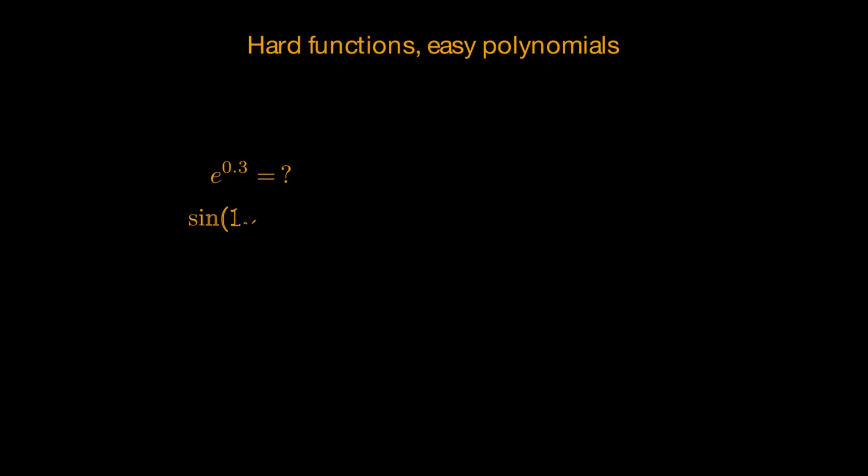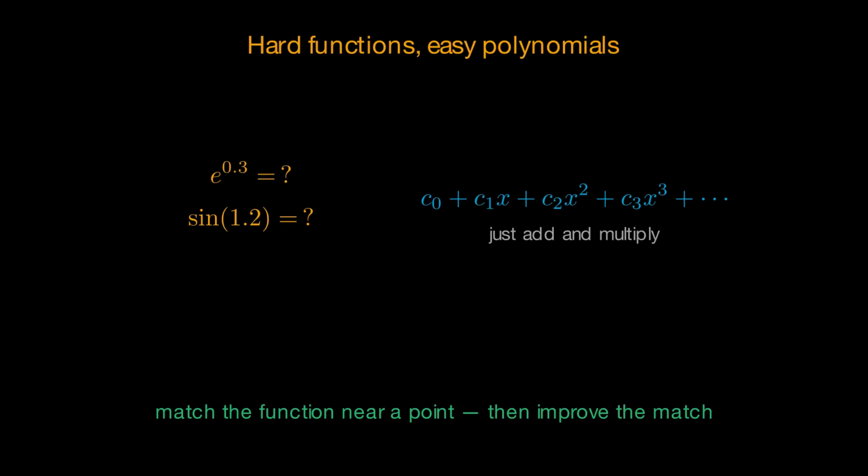Some functions are hard to compute by hand. What's e to the 0.3 or the sine of 1.2? You can't just read those off. But polynomials are easy. Add, multiply, done. So here's the plan. Near one chosen point, we'll replace a hard function with a polynomial that's easy to evaluate and build that polynomial so it hugs the function better and better.